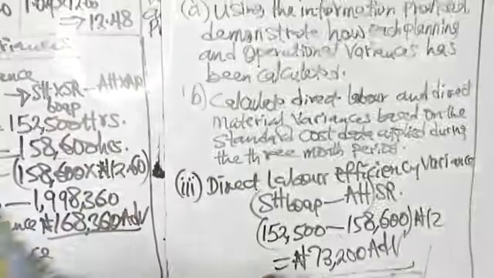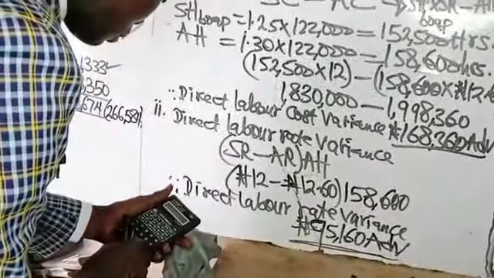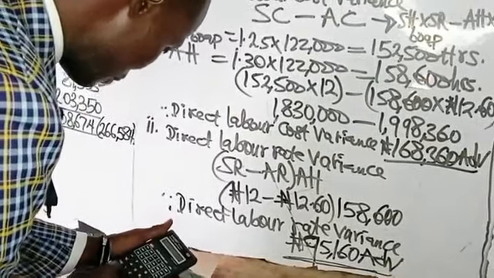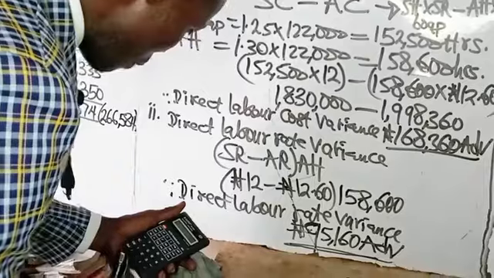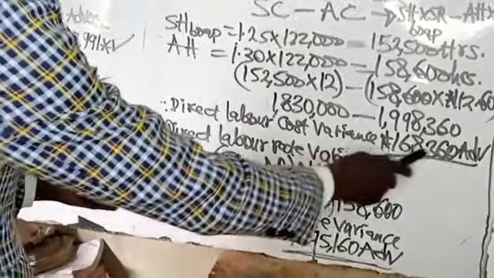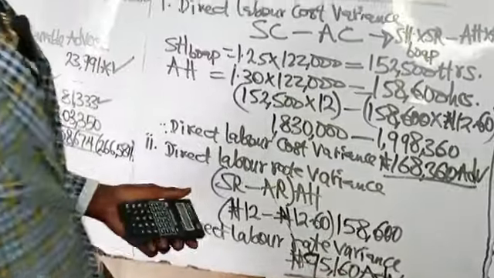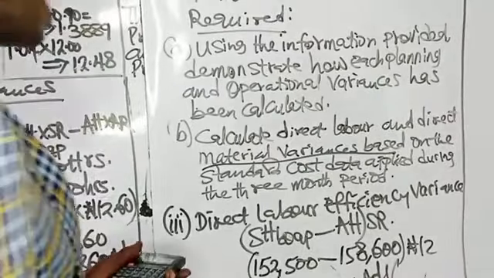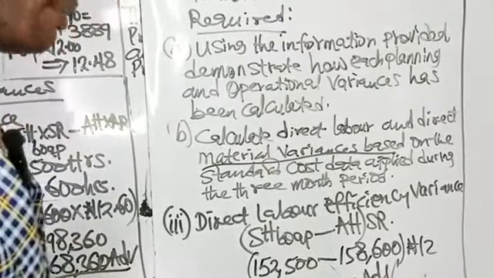If you add this adverse plus labor rate variance adverse, the sum of the two, 95,160, there you have 168,360, which agrees with direct labor cost variance. That is for direct labor. Then the next variances we have is for materials. We can compute the material cost variance, material price variance, and material usage variance.